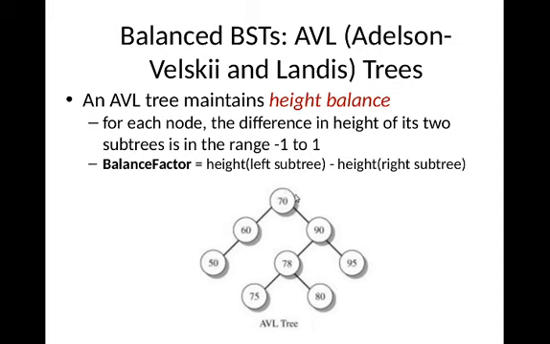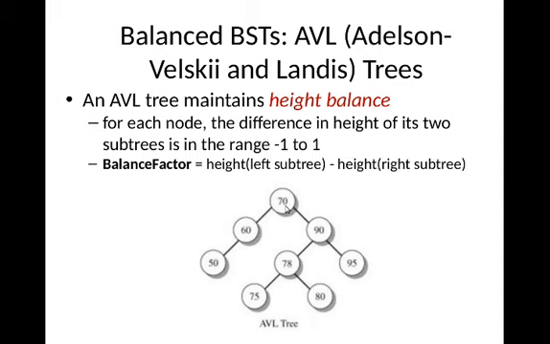Similarly, height of 70 is 1 plus maximum of the height of 60 and the height of 90. That is, height of 70 is equal to 1 plus maximum of 1 and 2. That means height of 70 is 3.